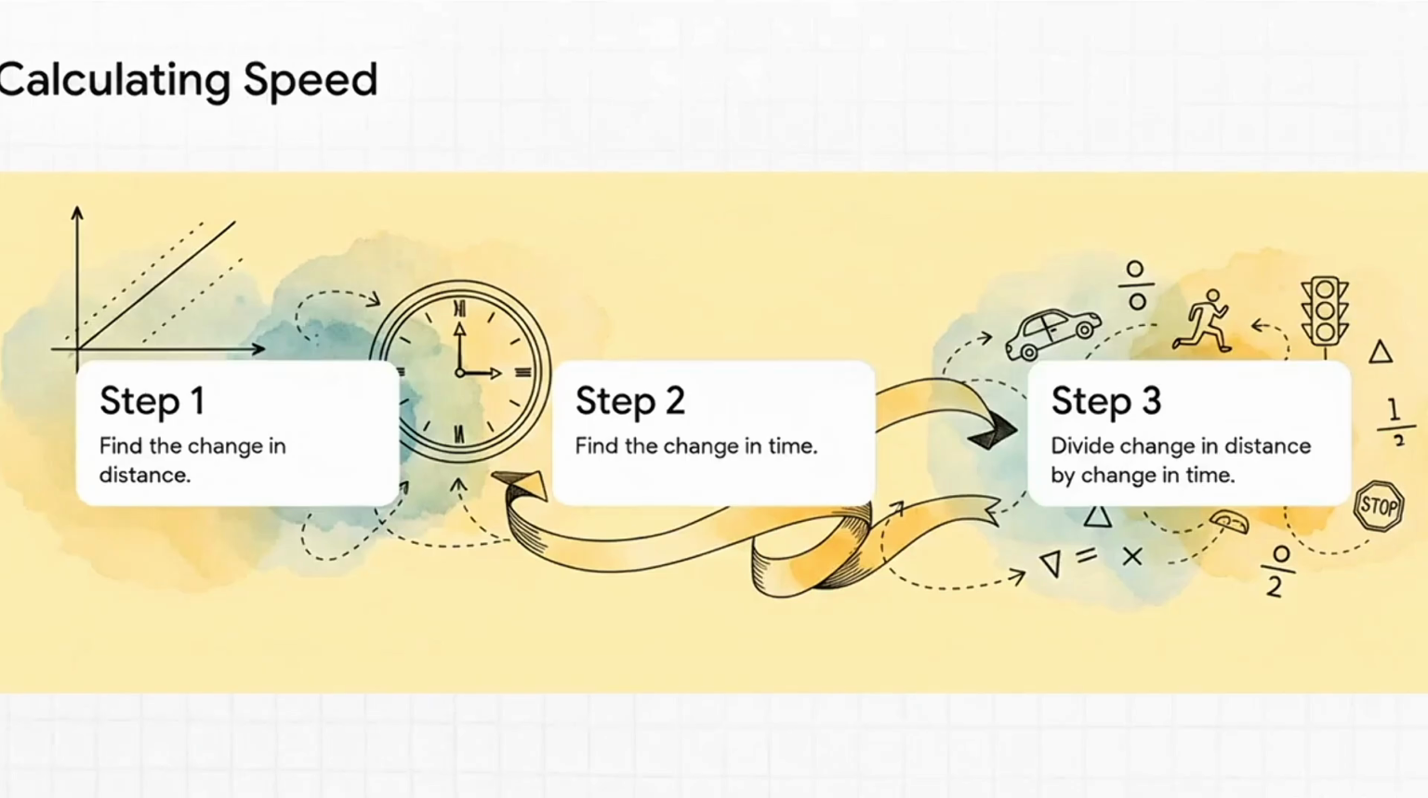Well, to calculate the exact speed, we just need to decode that gradient. And honestly, the formula is as simple as following a recipe. Step 1, find the total change in distance. Step 2, find the change in time. Step 3, just take that distance and divide it by the time. That's the whole shebang. Speed simply equals distance divided by time.